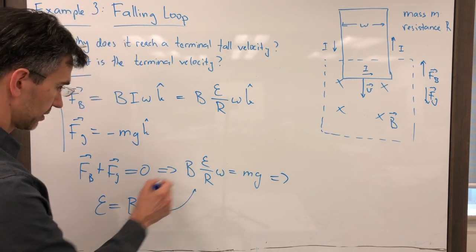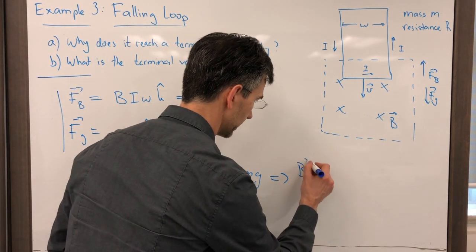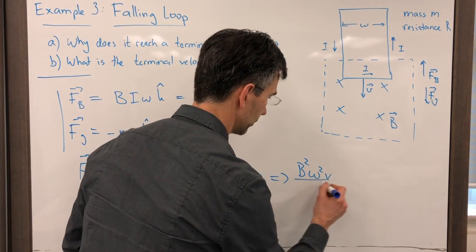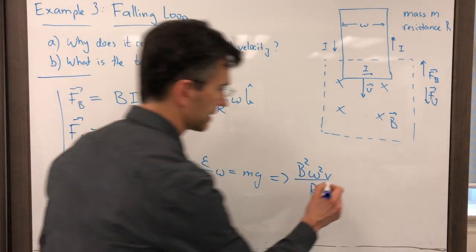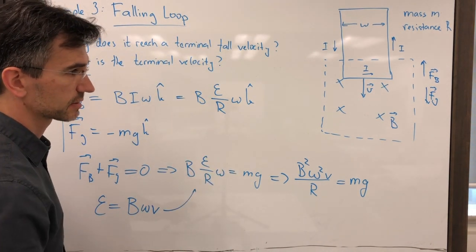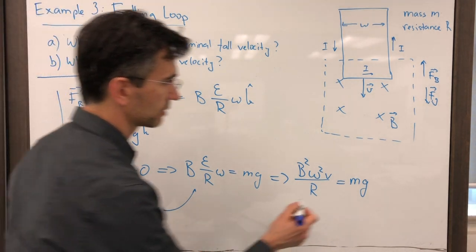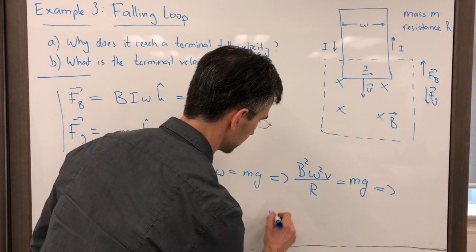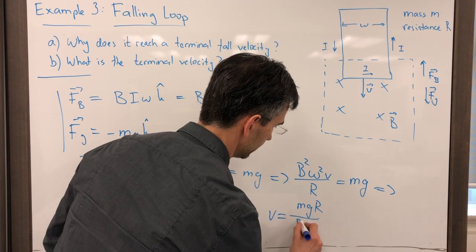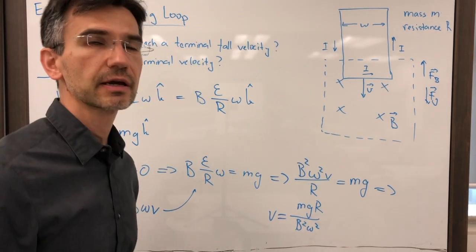So then we have 2 factors of B and 2 factors of W. So this becomes B squared W squared. We have 1 factor of v over R, and that equals mg. So we know the mass, we know the resistance, we know the width W, we know the magnetic field strength, we know the acceleration due to gravity, so we can just then get an expression for what the terminal velocity is going to be, and that's mgR over B squared W squared. So that's our expression for the terminal velocity, and that's the end of the solution to example 3.